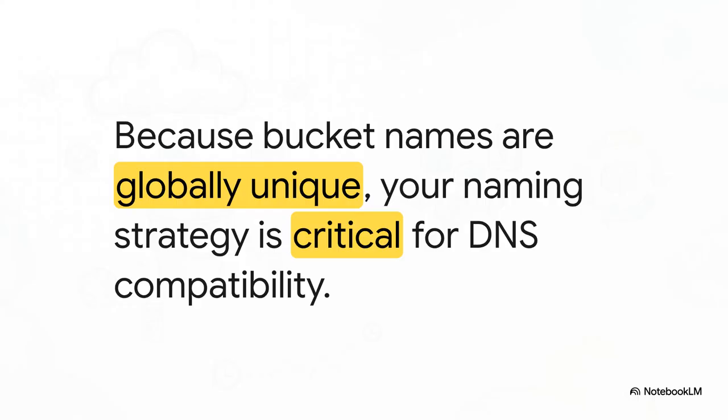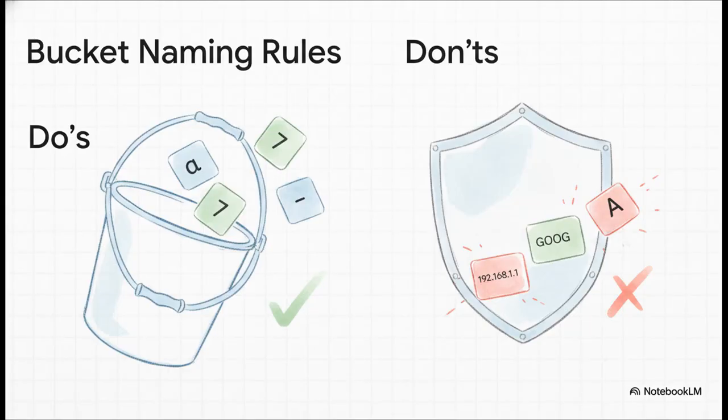Right, so because of this global uniqueness, you have to be really deliberate when you name your buckets. There are some very strict rules you've got to follow to make sure they work correctly and don't accidentally conflict with someone else's bucket name on the other side of the world. You have to use lowercase letters, numbers, and only a handful of special characters. Your name has to start and end with a letter or number, and you definitely cannot use prefixes like Goog or anything that looks like an IP address. Google keeps those for itself.